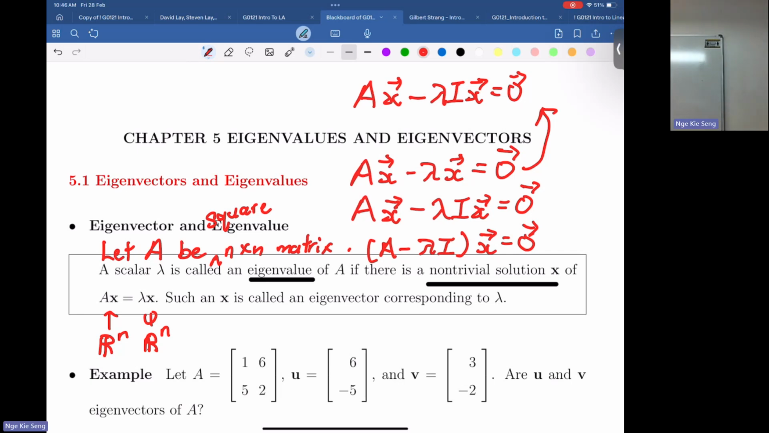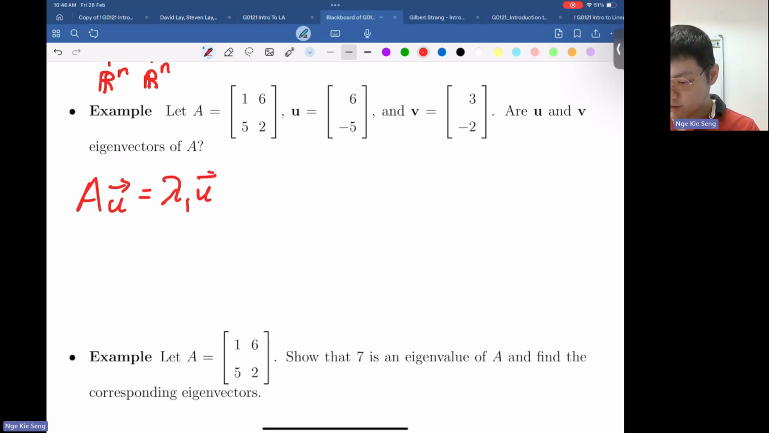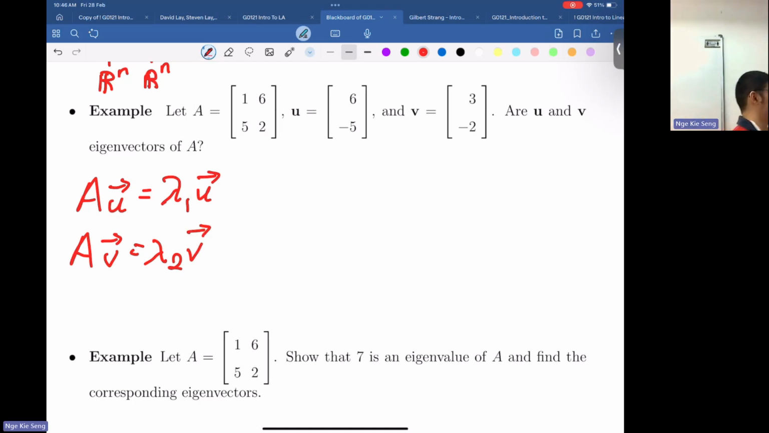So to find the solution, meaning you need to find the null space of A minus lambda. Okay, so this is what you can think about here from this definition. All right, so let's try some example. The example asks whether U and V are eigenvectors of A or not. Meaning, the question we want to ask is whether A times U equals some lambda U or not, or A times V equals some lambda V or not. We can try and compute it. Let's try and compute.